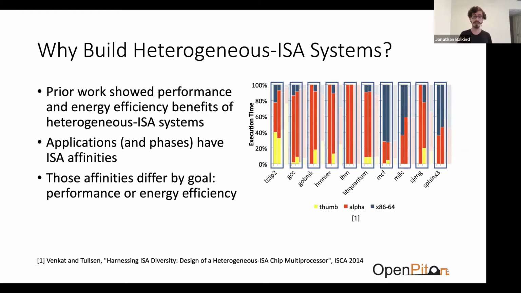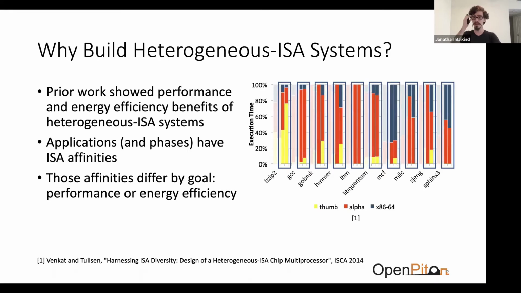So it turns out that applications and phases of applications have affinities to particular ISAs. And so if you care about getting your performance, then you will want to have your application run on a particular ISA for a certain period of time. So you can see this chart on the right here showing which ISA you will get the maximum performance for which proportion of the execution time of the application. And then they also said, well, it turns out that these differ depending on your goal. So if you care a lot about energy efficiency, then the ISAs that you want to make use of might be different from if you care about performance.